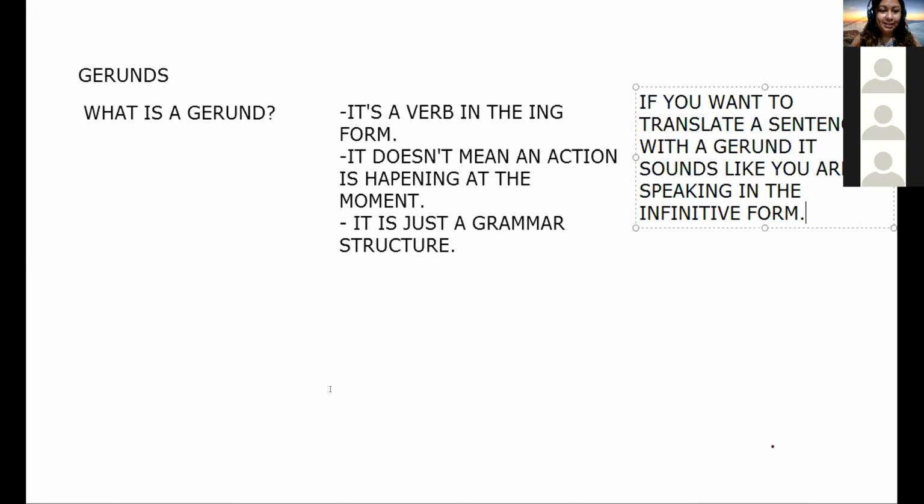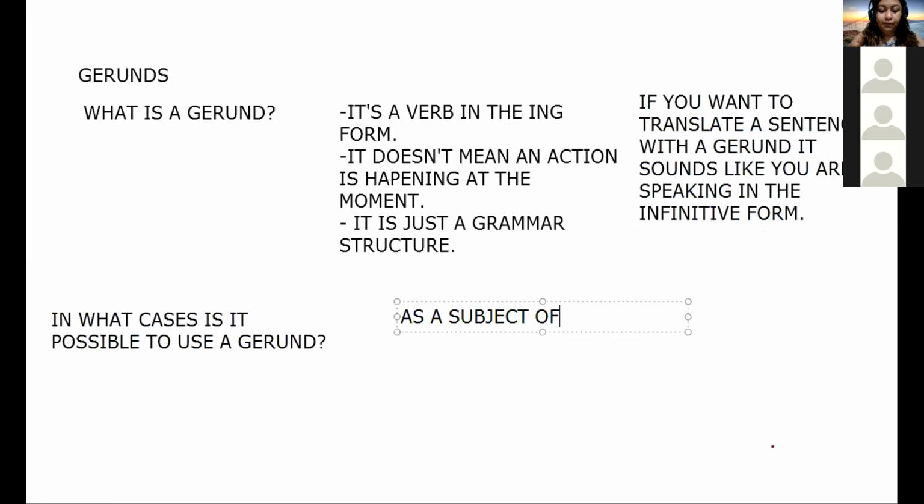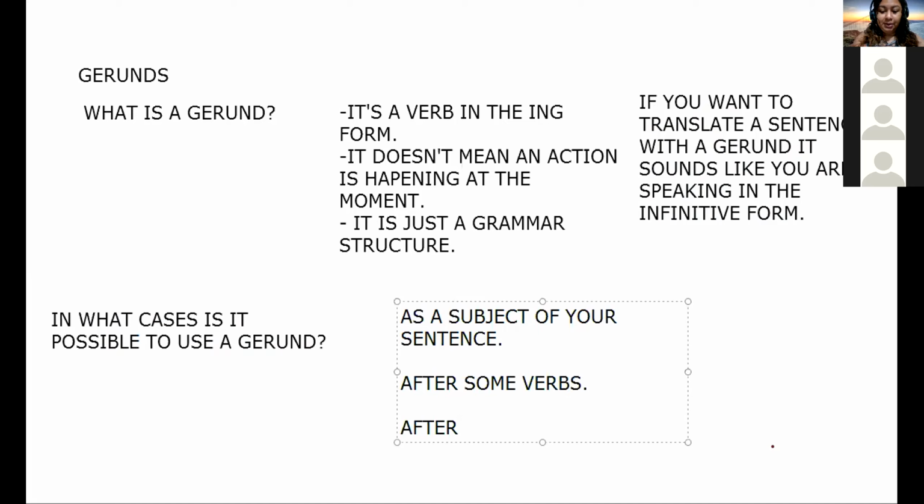Okay, in what cases, this takes us to a second question. In what cases is it possible to use a gerund? As a subject. All right. Very good. As a subject of your sentence, right? Very good. Okay. What's another one? After some verbs. Oh, okay. After some verbs and? After prepositions, you said, right? Very good. And after prepositions.